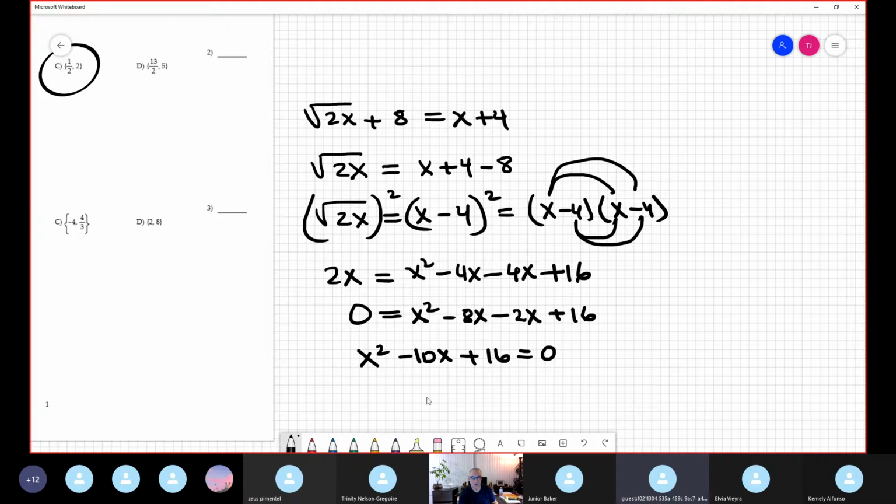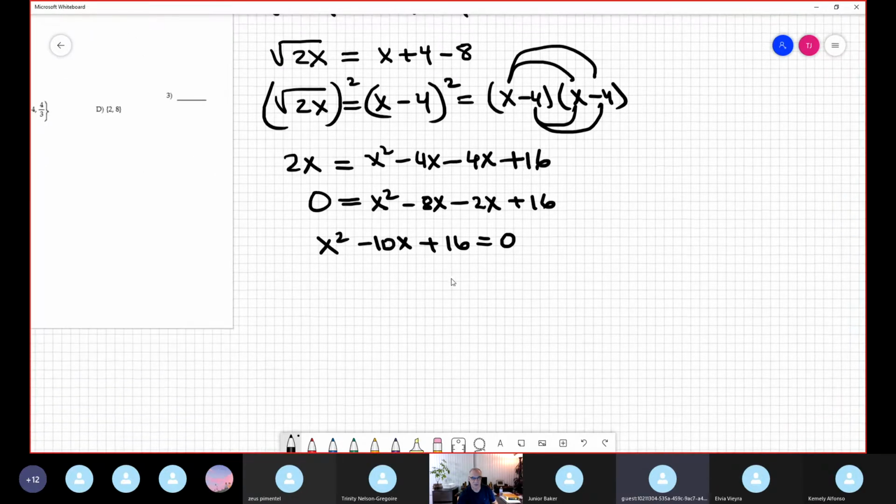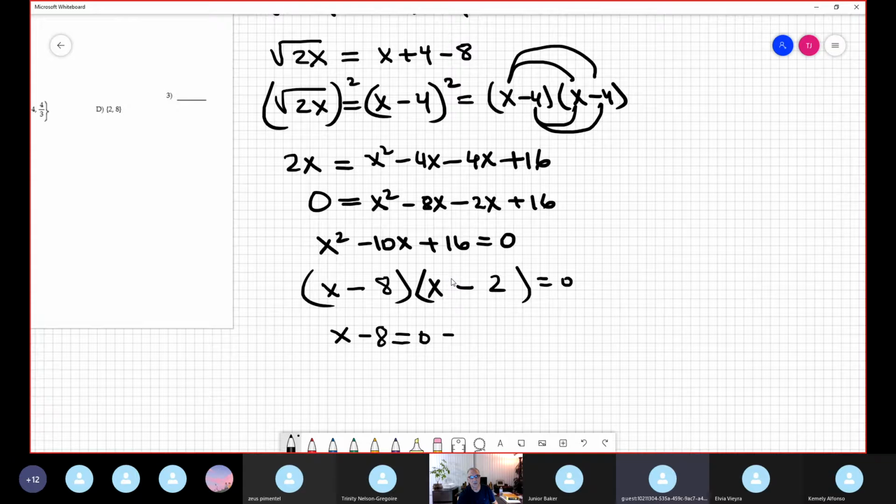And one more time, this problem is easy in the final. Always we can do that using factorization, no? And the combination is 8 and 2. 8 times 2 is 16, 8 plus 2 is 10, negative of. So x minus 8 equals 0, which indicates x is equal to positive 8, and x minus 2 equals 0, which indicates x is 2. And always you have to check.